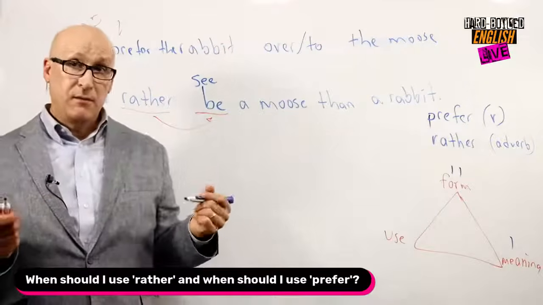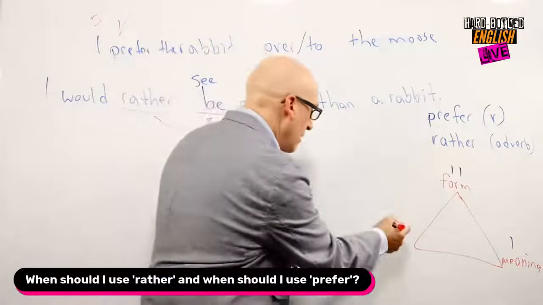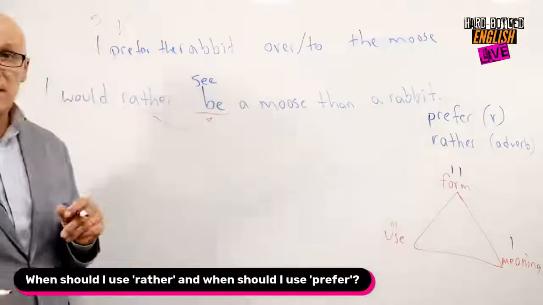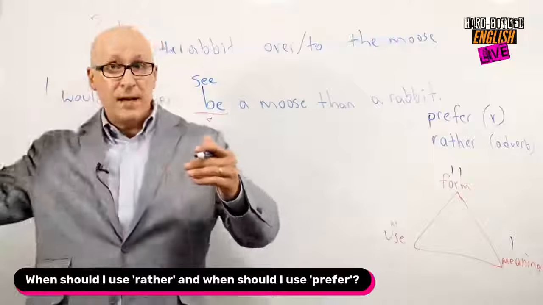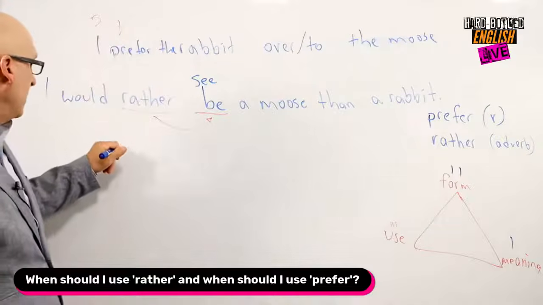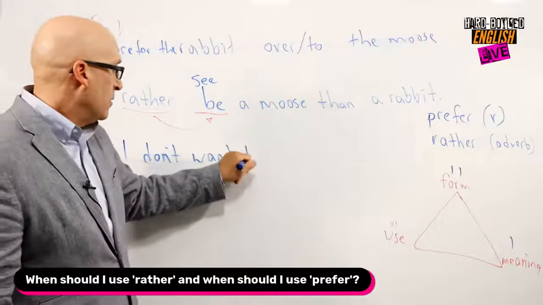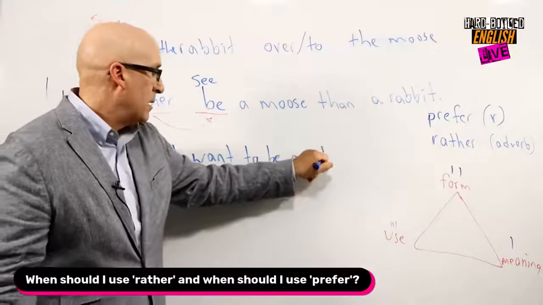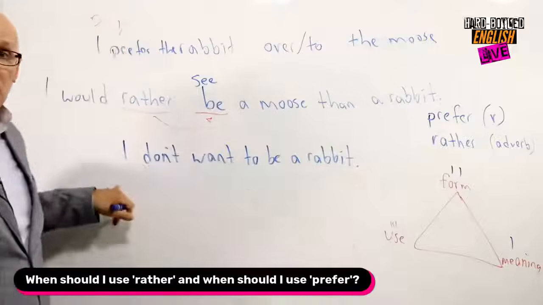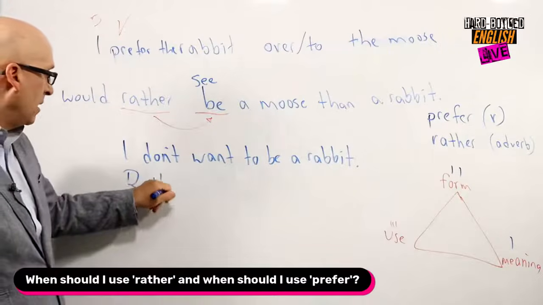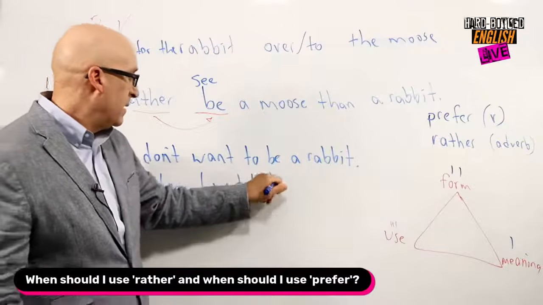Now, there's another way to use rather. Like I said before, there's lots of different ways to use this. So we can start a sentence with rather and connect it to the last sentence. So you might say something like this. I don't want to be a rabbit because big animals eat them. Now you end the sentence, then you can start a new sentence. Rather, comma, I want to be a moose.